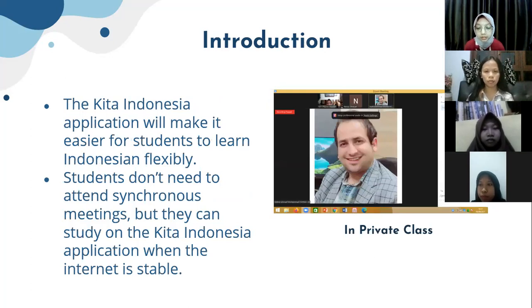The Kita Indonesia application will make it easier for students to learn Indonesian flexibly. Students don't need to attend synchronous meetings, but they can study on the Kita Indonesia application when the internet is stable.